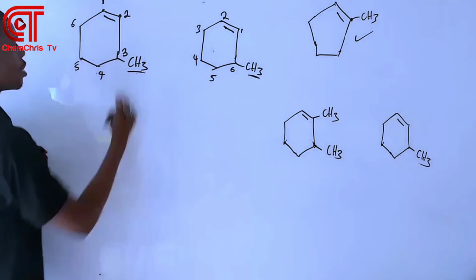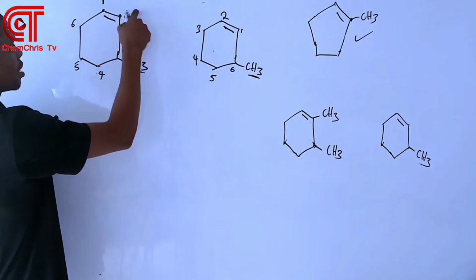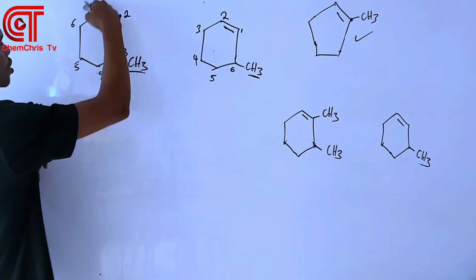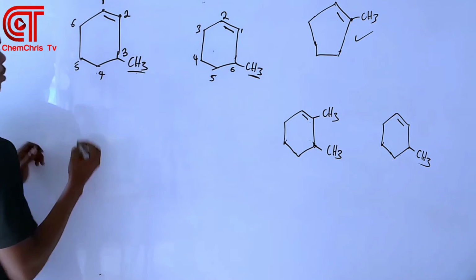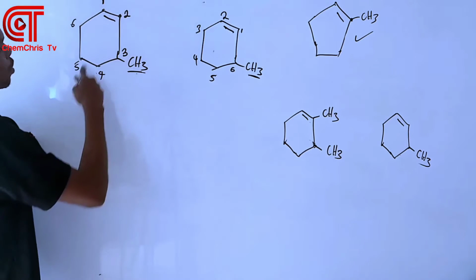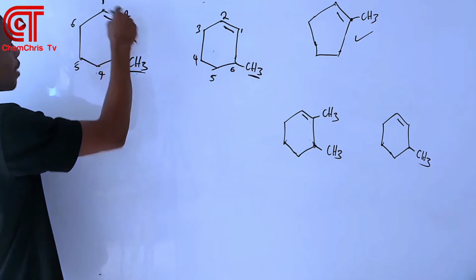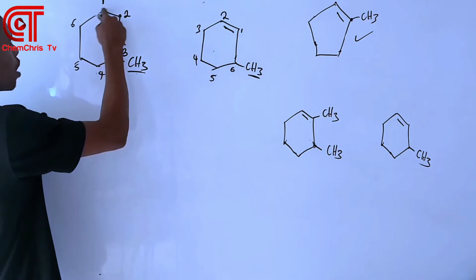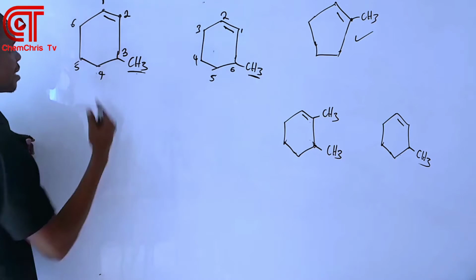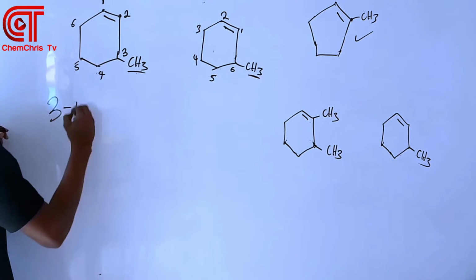Now if you check it very well, methyl is on carbon number 3 and methyl is on carbon number 6, right? So you know which is the right numbering. So I'm going to start the numbering from here. Now the parent is going to be cyclohexene, because how many carbon atoms do you have in the ring? 1, 2, 3, 4, 5, 6, 6. So now it's going to be 3-methyl cyclohexene.